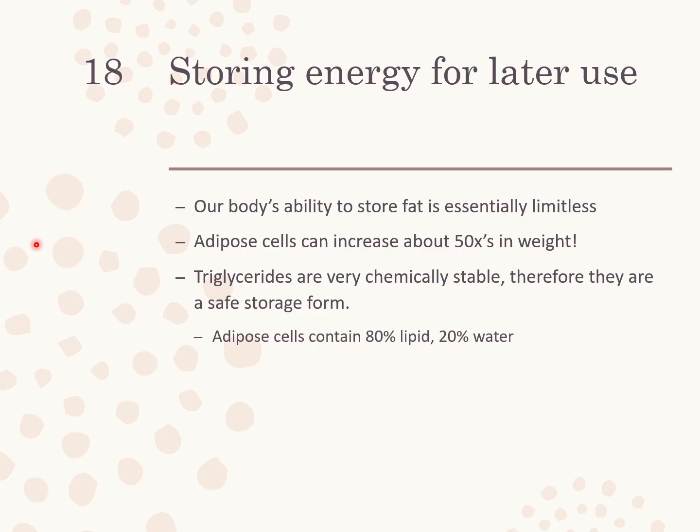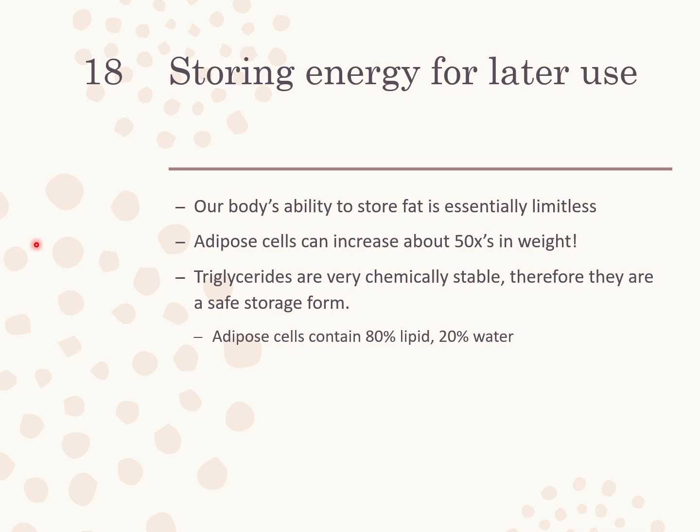Our adipose tissues, our adipose cells, can increase by about 50 times in weight. One thing that's kind of cool is that once you're an adult, we don't believe that you can increase or decrease the number of fat cells that you have. So you have a certain number of fat cells, and that's what you have. When you lose weight or gain weight, we're not gaining or losing cells. We're just increasing or decreasing how much we have stored within a particular cell. So an adipose cell can increase by 50 times in weight.